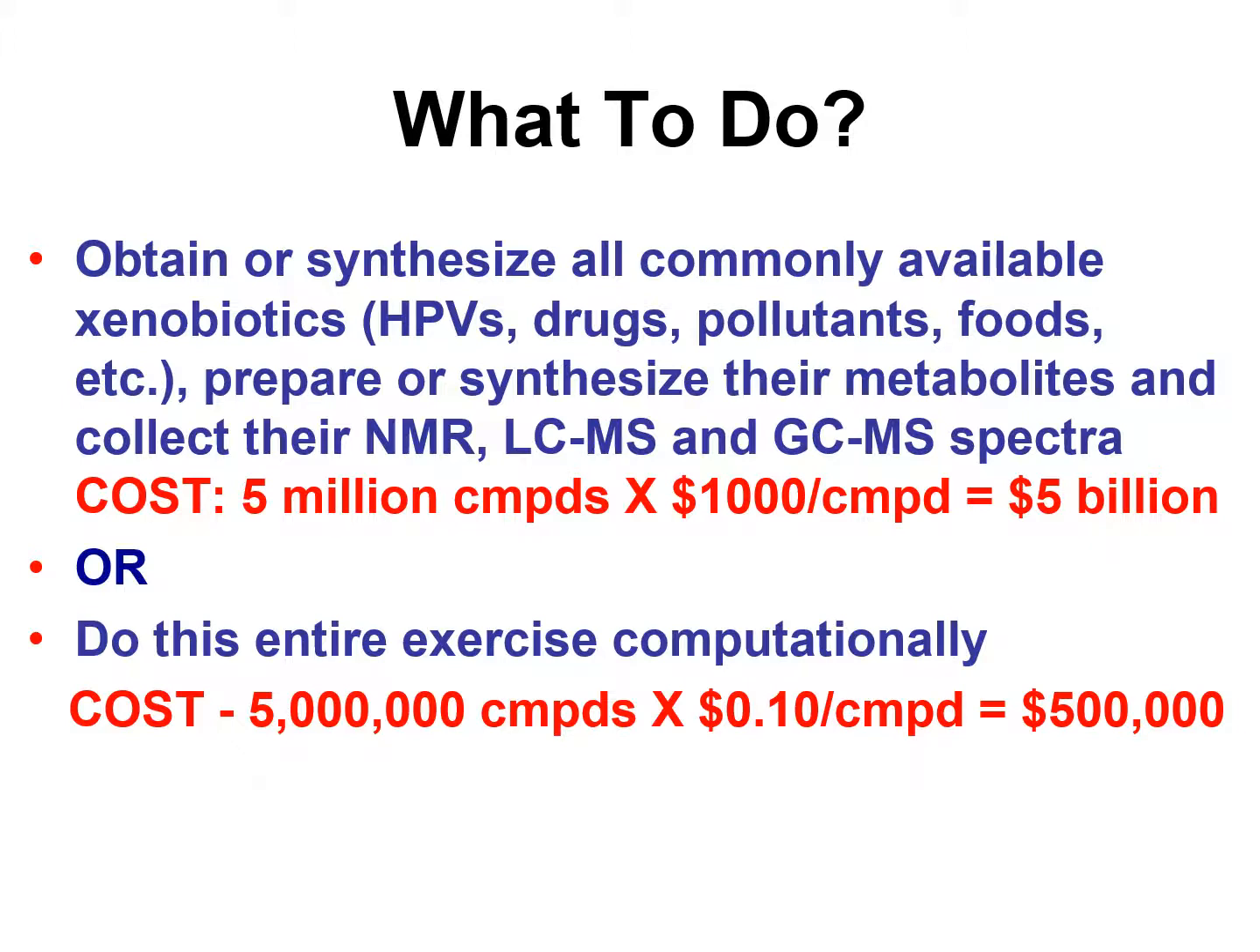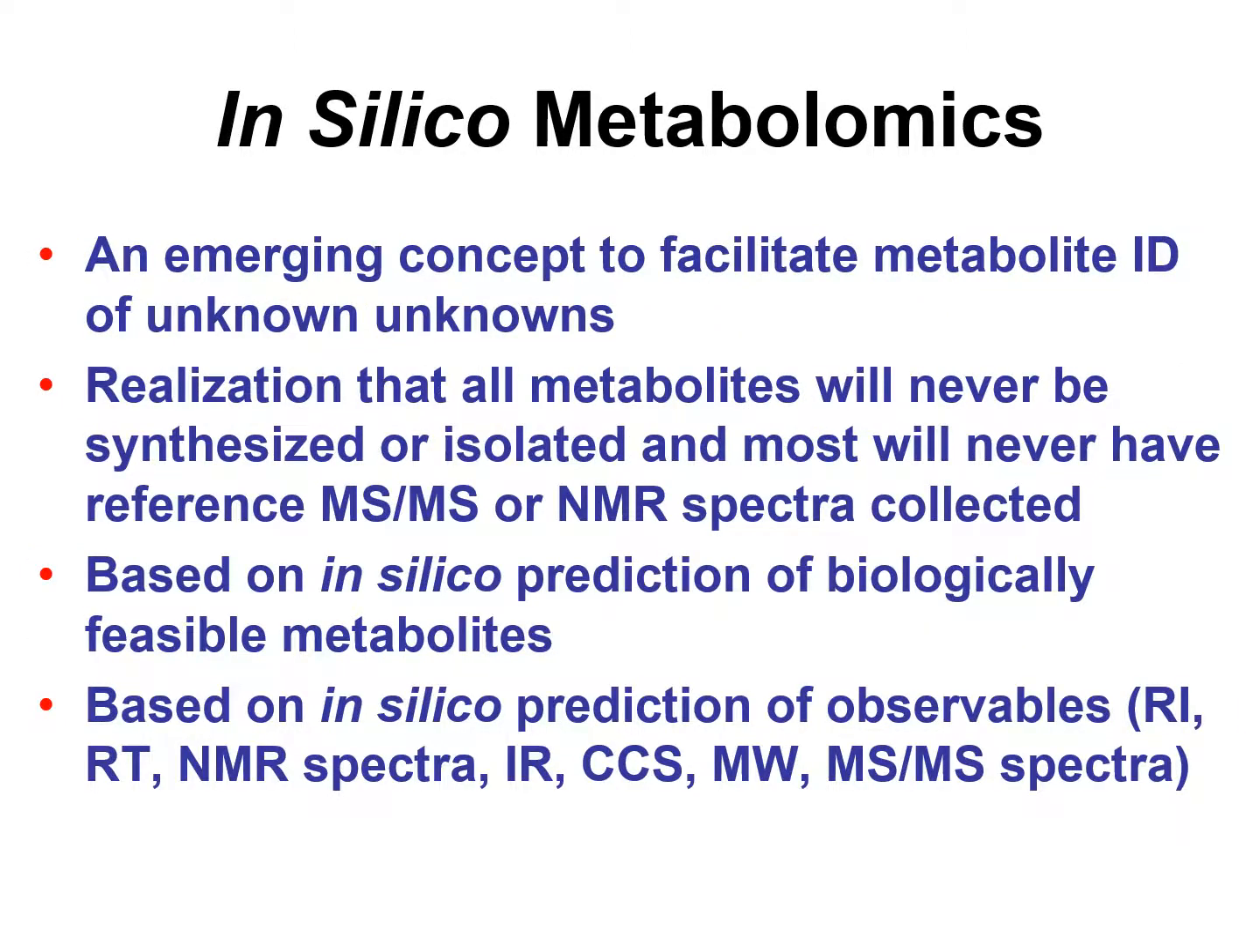And this concept of computational generation of metabolites or computational generation of observables like mass spectra is called in silico metabolomics. So it's an emerging concept to identify the unknown unknowns. It's computationally based, and it's based on the fact that we will never be able to isolate or synthesize most of the compounds that we are interested in.